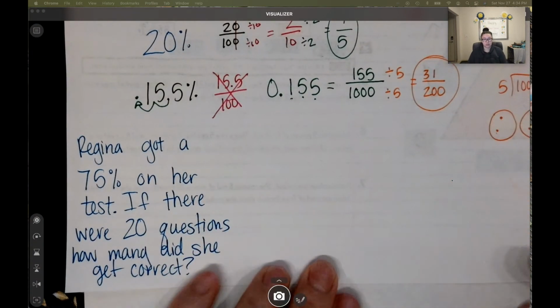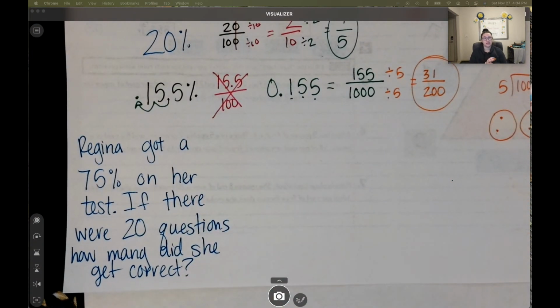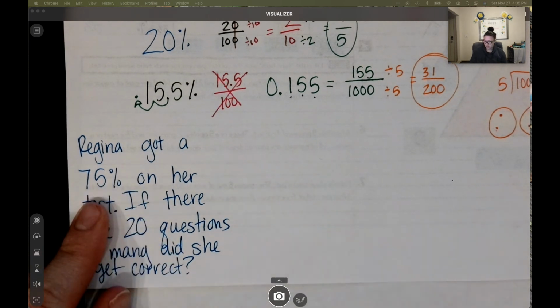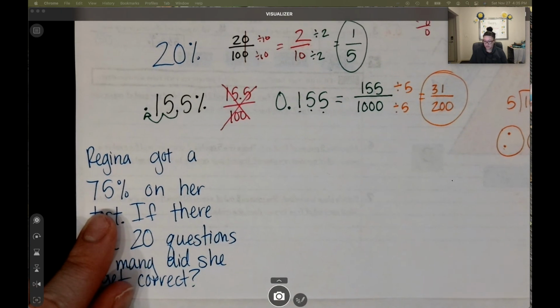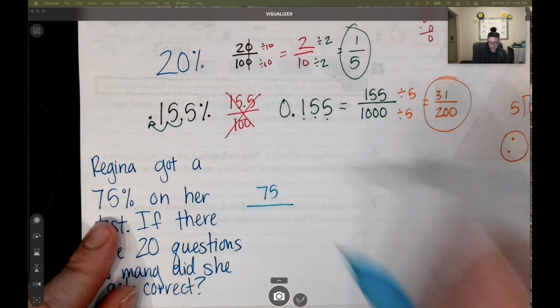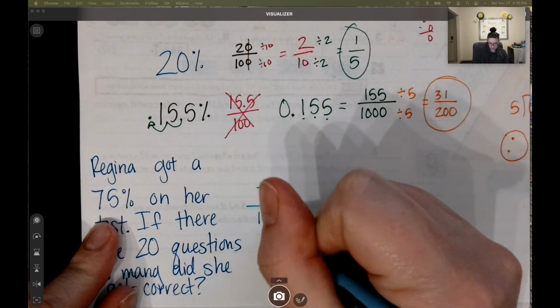The last one's a word problem. It says Regina got 75% on her test. If there were 20 questions, how many did she get correct? 75% means what? 75% means 75 out of 100.